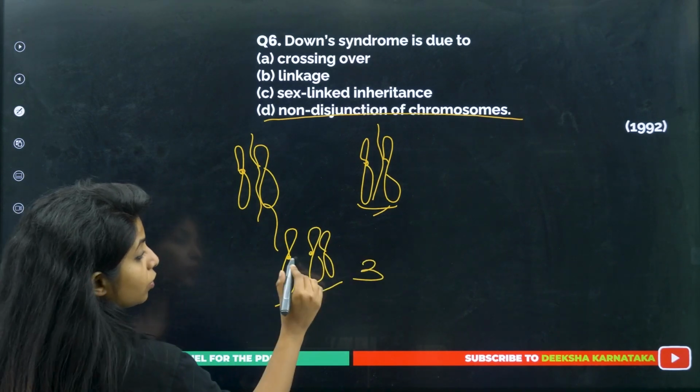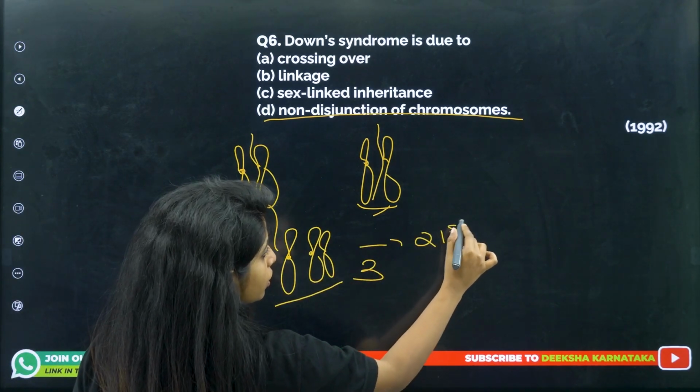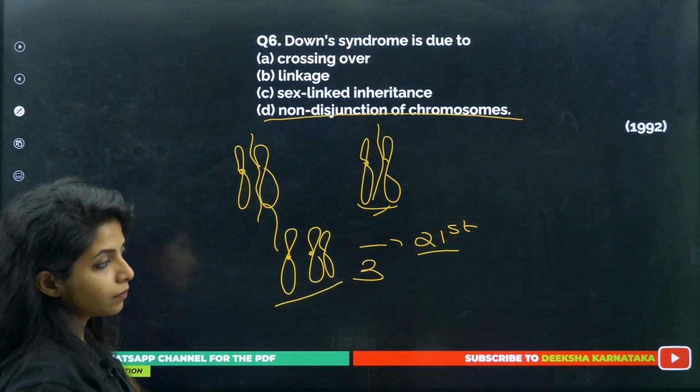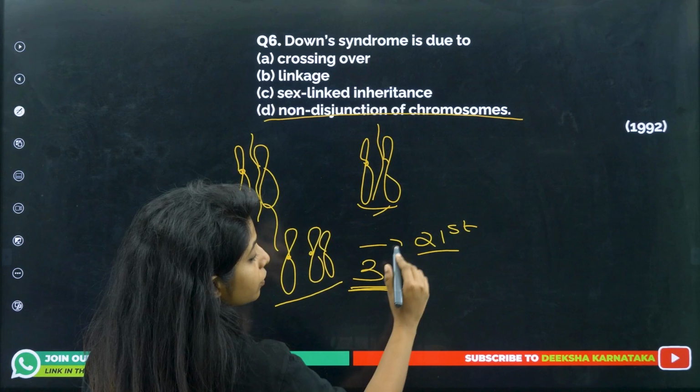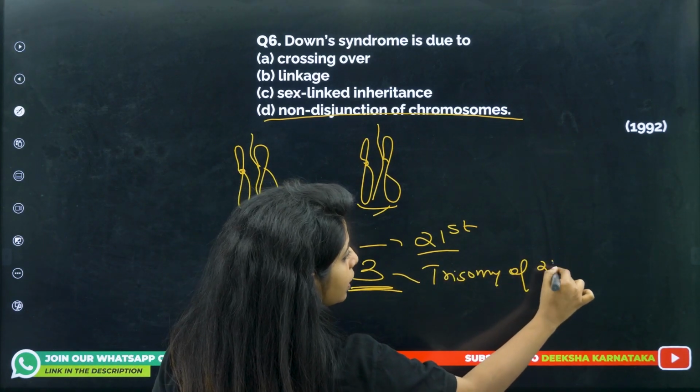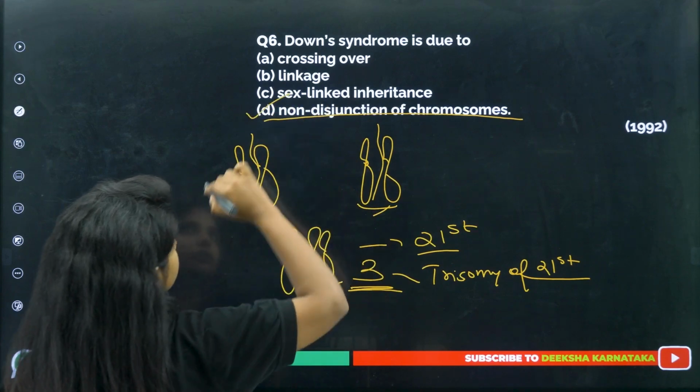And these three chromosomes are the 21st chromosome. So you have three 21st chromosomes, one from one parent, two from the other parent. Okay? You have three 21st chromosomes. This is known as trisomy, trisomy of the 21st chromosome, and this is because of this.